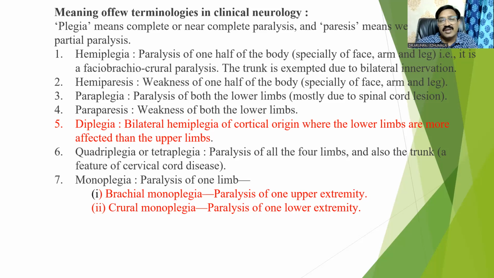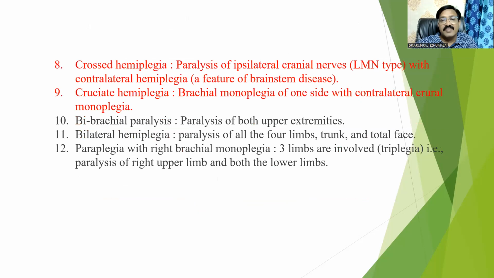There are certain terminologies the examiners may ask at times. Cross hemiplegia: paralysis of ipsilateral cranial nerves and contralateral hemiplegia. What is cruciate hemiplegia? Cruciate hemiplegia means the patient will have weakness of the right upper limb and left lower limb. This is called cruciate hemiplegia. These they also frequently ask in the examination.